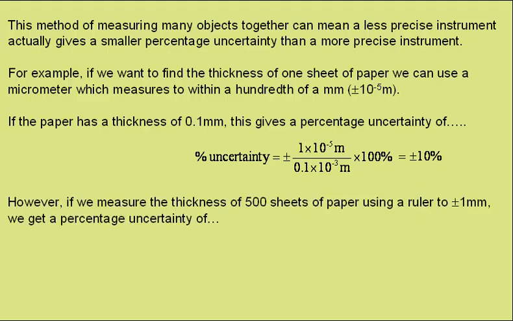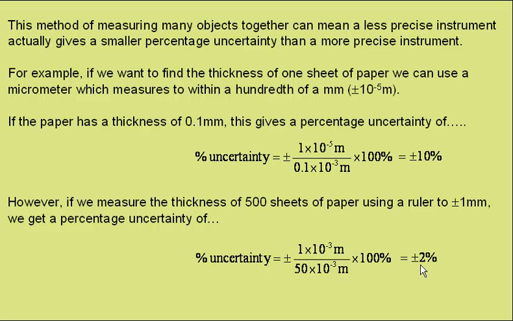However, if we measure the thickness of 500 sheets of paper using a ruler to within plus or minus 1 millimeter, we then get a percentage uncertainty of 1 millimeter over 50 millimeters multiplied by 100. This is just plus or minus 2%, 5 times better than with the more precise micrometer.